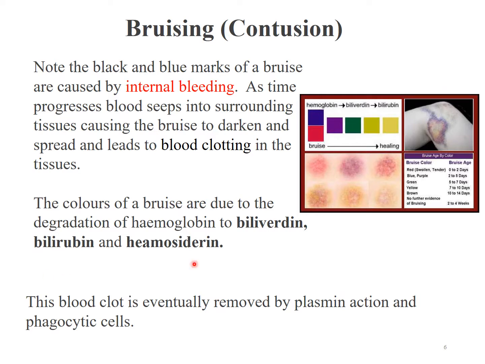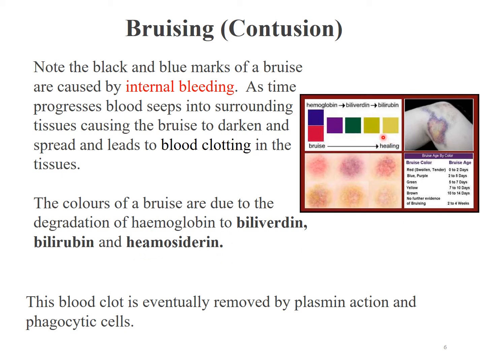Okay, there you have a nasty bruise, or a contusion. A bruise or a contusion is caused by internal bleeding, and your body has the mechanism to remove that blood clot. It all begins with hemoglobin, which is reddish in color, and then very slowly it will be degraded and converted into biliverdin that's greenish in color, and it will then be converted into bilirubin and hemosiderin that are yellowish in color.